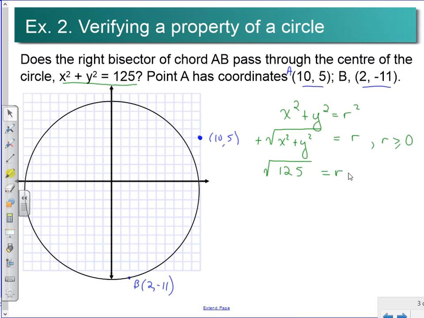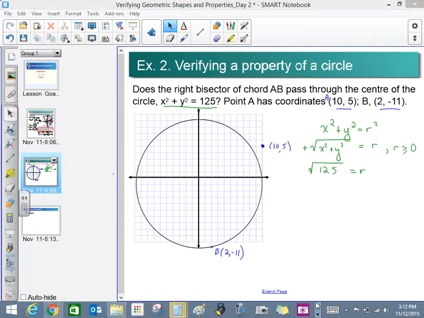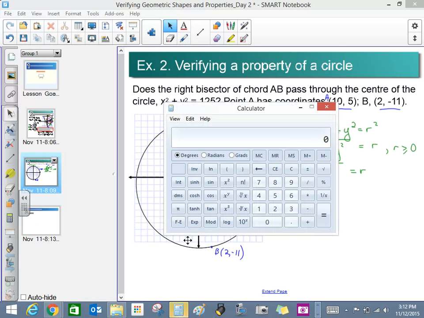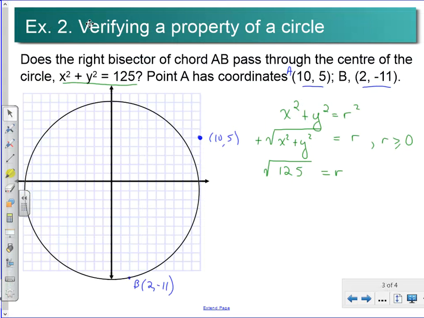Having trouble finding the calculator, I'm just going to reduce the screen here for a moment. Here we go. I have a couple copies of it. So I just need the root of 125. Should be 11 and change. It's about 11.2. So 11.2 is the radius of the circle.